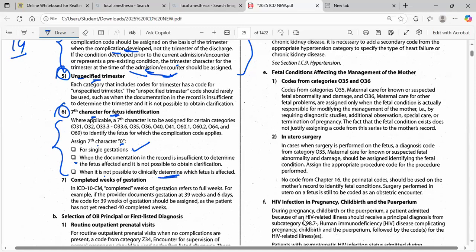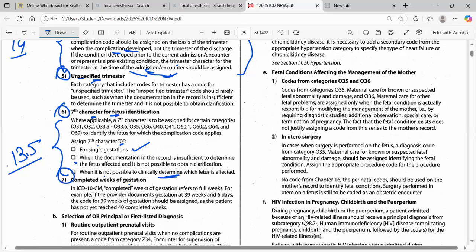Let's move further. The next guideline we have is completed weeks of gestation. Now you guys have to tell me. We have already seen the codes for week of gestation. So let's say the patient is 13.5 weeks pregnant. In this case, will you choose the 14 week of gestation or will you code the 13 week of gestation?